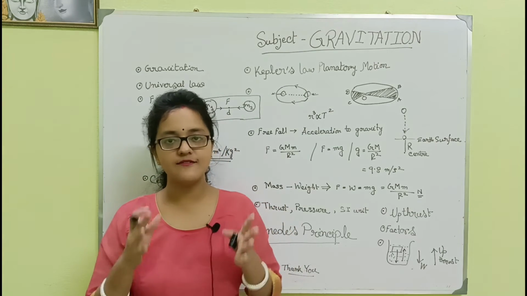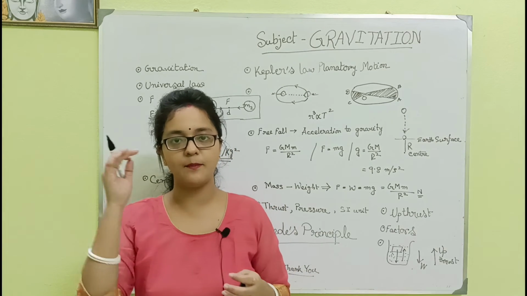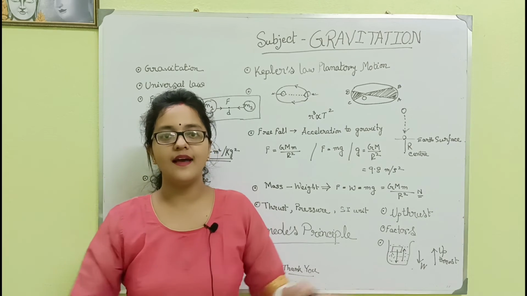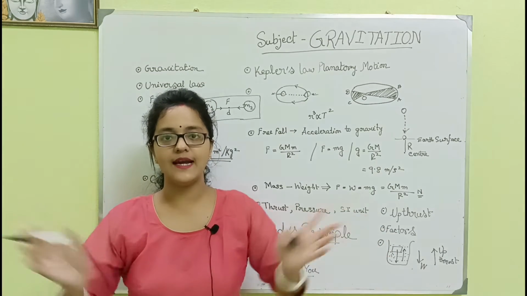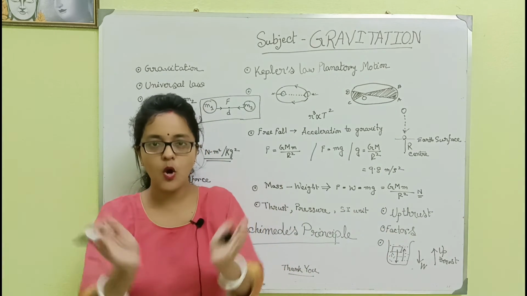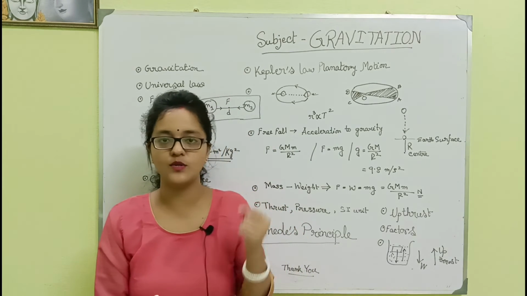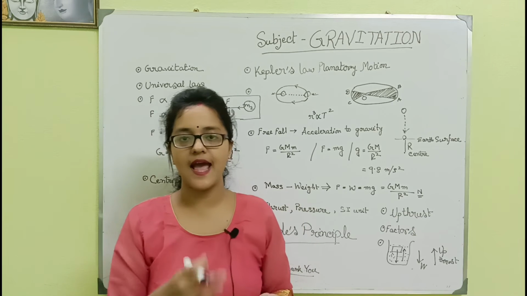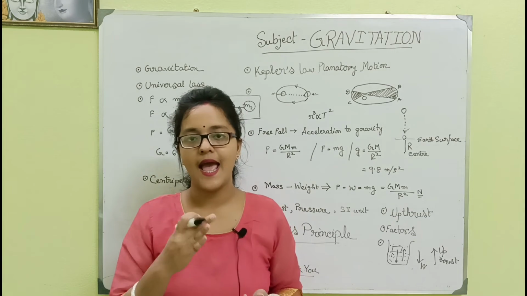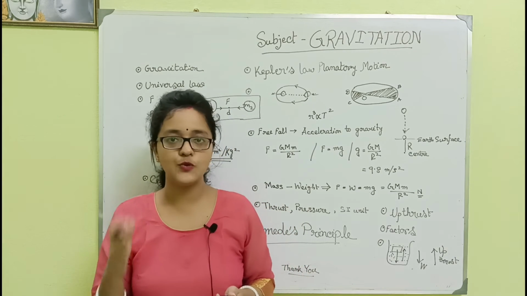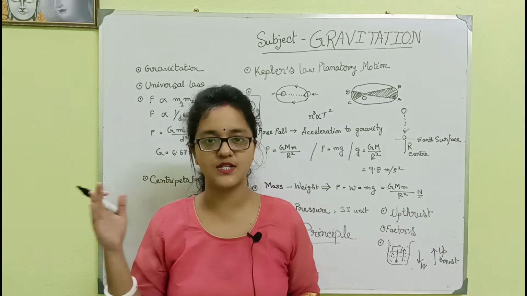Actually pressure is inversely proportional to the area. In a huge area, the pressure is low. In a small area, the pressure is high. This is the main fundamental feature of pressure, and this is actually a scalar quantity, and the SI unit is Newton per meter square.